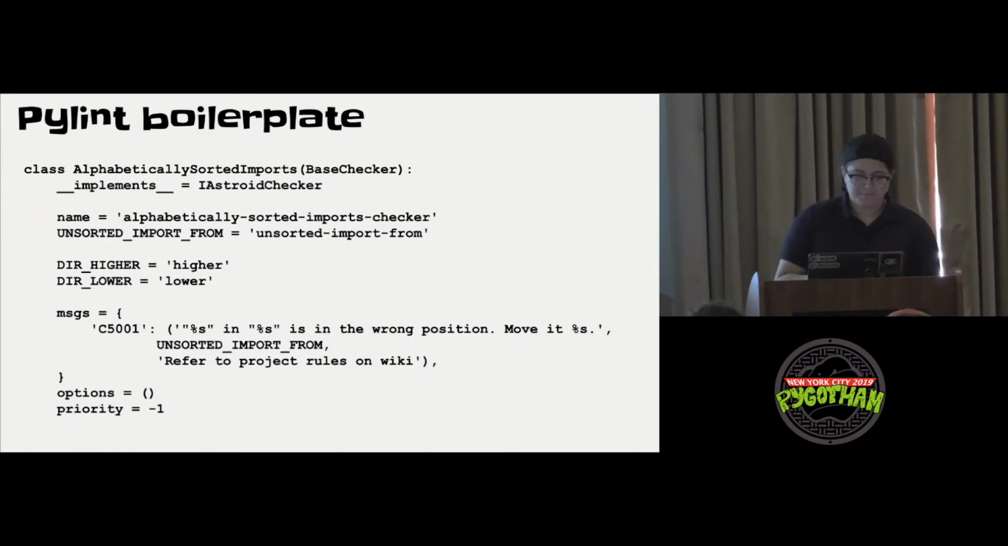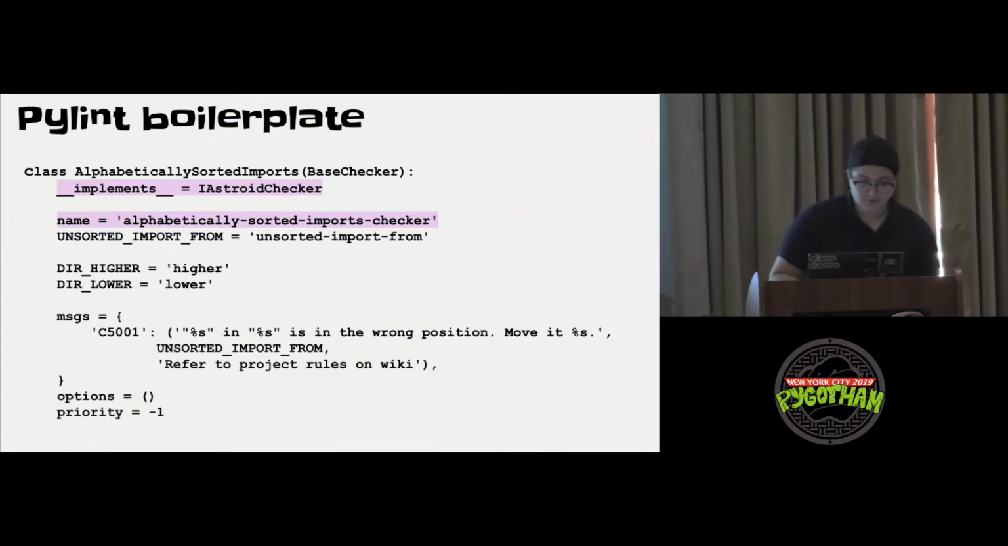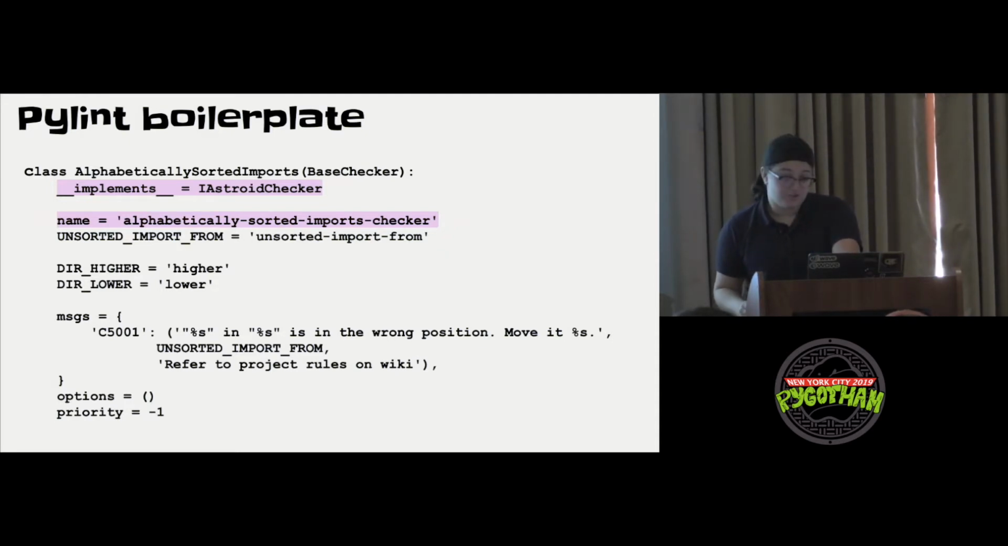And so Pylint gives you some boilerplate code that you can get started with to write your actual thing. First, it wants you to name what your checker is going to be called. So we named our class AlphabeticallySortedImports, and it implements IAstroidChecker. We also name it so that it shows up in Pylint as alphabetically-sorted-imports-checker. And that's our new rule.